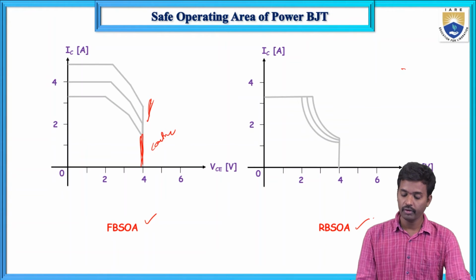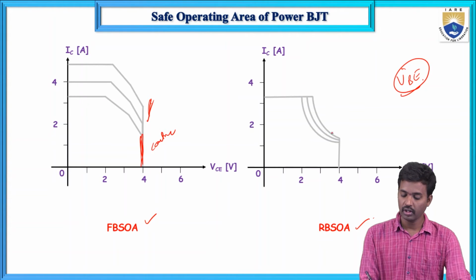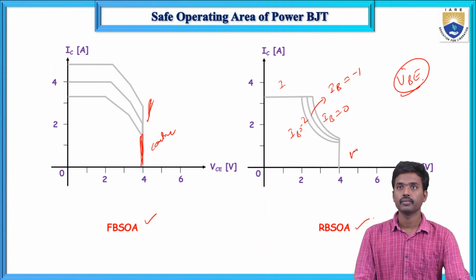Now when VBE is reverse biased, the graph is drawn between the same IC and VBE. This curve is for IB equals 0, this is for IB less than 0, meaning IB equals -1, and IB equals -2 in the negative direction. This axis is for current and this is for voltage.